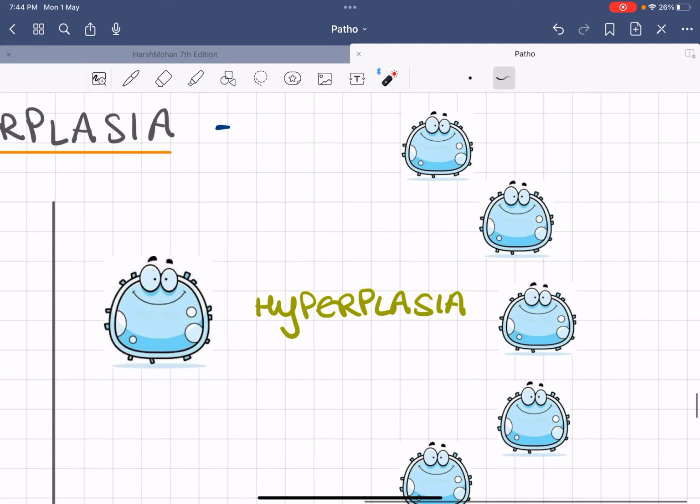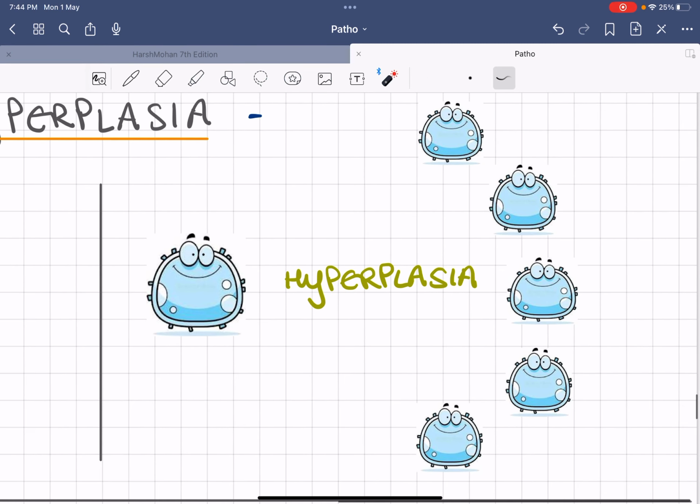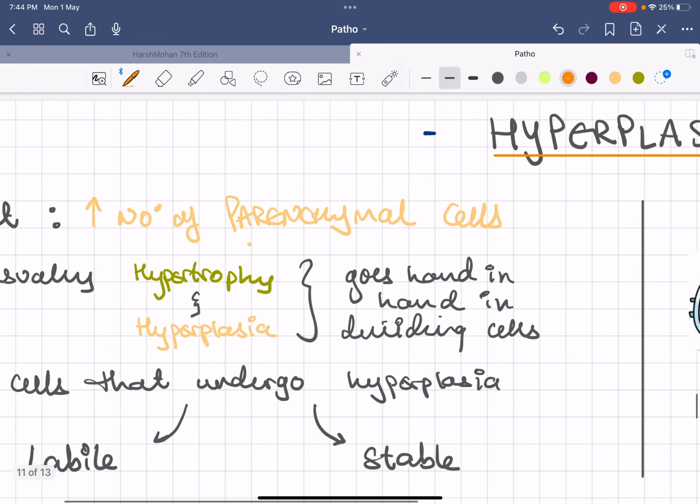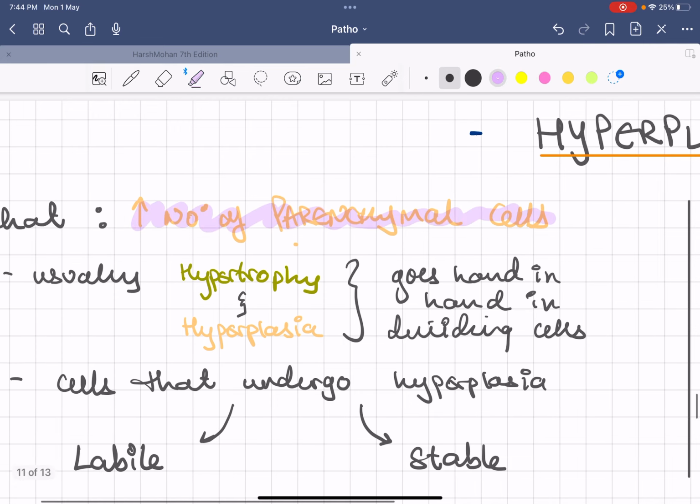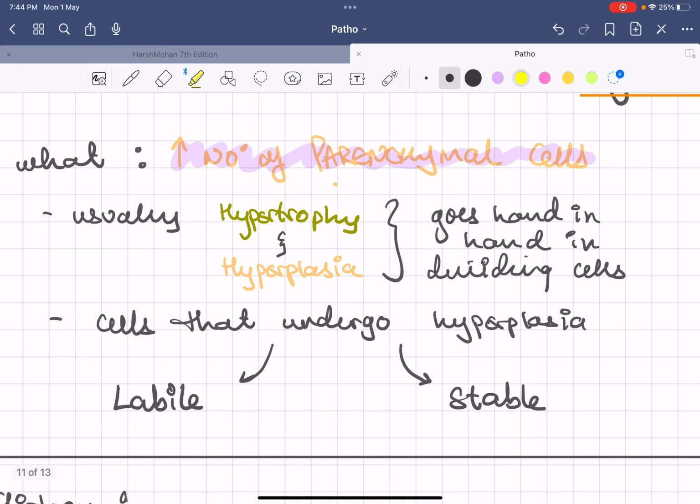Before starting, let us see this fun diagram. This is a cell, it undergoes hyperplasia and it increases in number. So that is basically hyperplasia. It is an increase in the number of parenchymal cells of a particular organ or tissue. Like we said in the last video, usually hypertrophy and hyperplasia go hand in hand in dividing cells. If you remember from the last video or if you have read, let me know in the comment below what happens in non-dividing cells.